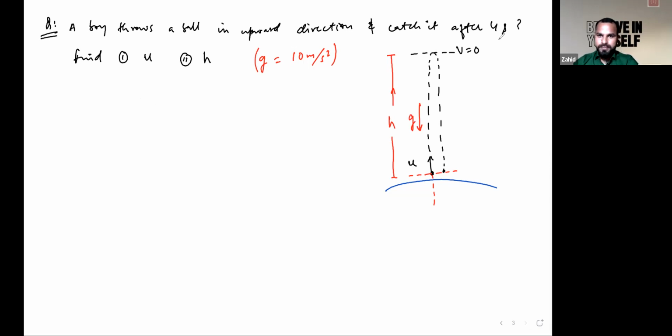Next, the total time taken for this entire journey is 4 seconds. We have been given 4 seconds as time of flight. So we can break this time into two parts to get time of ascent and time of descent. So time of ascent is equal to time of descent, which would be equal to time of flight divided by 2, by using this concept.